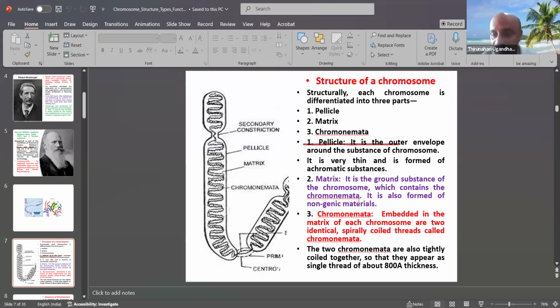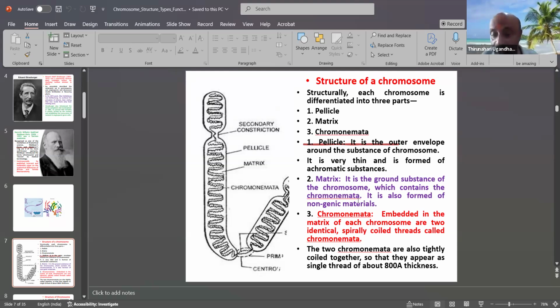The chromosomal filament forms the genetic material, and the rest is non-genetic material. The matrix is a liquid-like structure and is non-genetic material. The pellicle is also called non-genetic material. Only the chromonemata are the genetic material of the chromosomes. The chromonemata are embedded in the matrix. The matrix is a liquid, while the chromonemata are solid, thread-like structures.